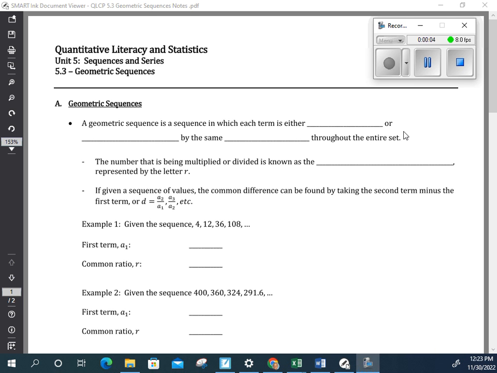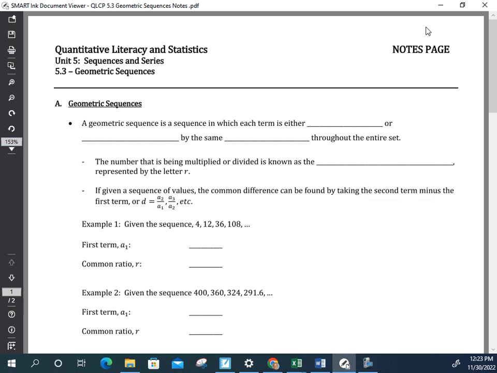This is Mr. Lowe with the recording for lesson 5.3 in our unit on sequences. Today we're going to look at geometric sequences. So we've already spent time with the basics of sequences and with arithmetic sequences. So today we're going to focus our attention on a geometric sequence.